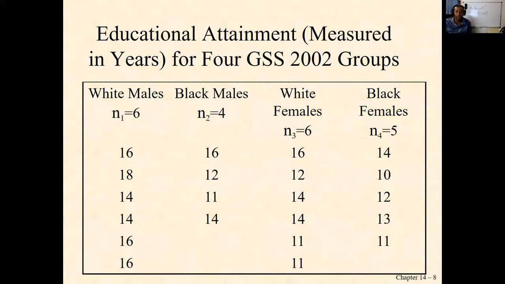Now, the other way that you could do this is you could just add all these numbers together, and then divide by 21, and you still get 13.57. So that's how you get the overall mean. If we take all 21 respondents, add up all their scores, and then divide by 21, you should get 13.57. Thank you. Okay, cool.